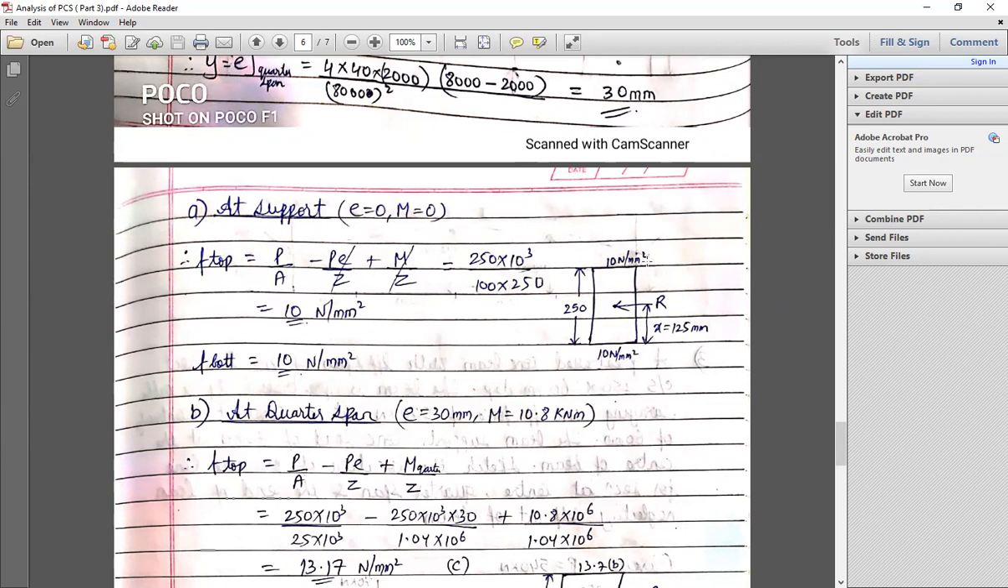So I have just drawn the resultant stress diagram. ठीक है, top में भी 10, bottom में भी 10। ठीक है, तो resultant force कितने distance पे act करेगा, at the center of this.